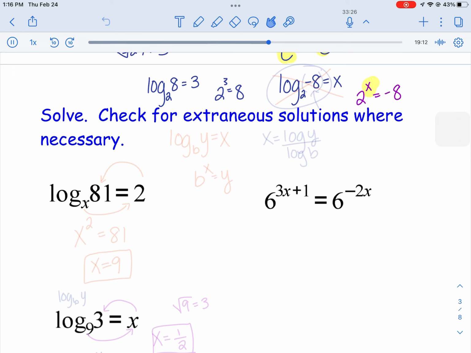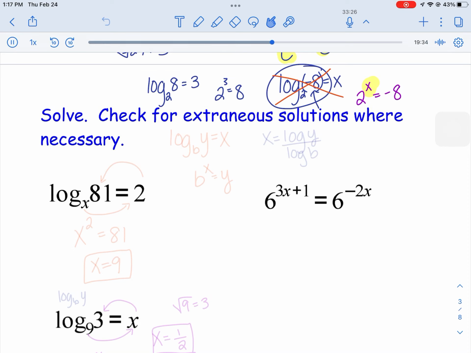So you have to check for extraneous solutions anytime this happens. Anytime when you plug it back in and you get a log of something negative, that's no solution. Can't have that. The log itself can equal a negative output, but it can't take in a negative input.